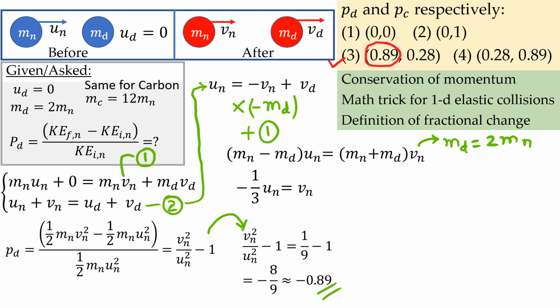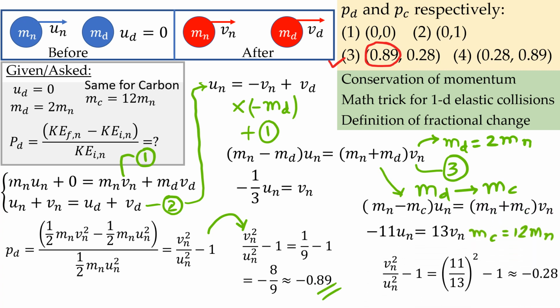We need not calculate for carbon as we could get unique answer. It will save some time that you can devote to next question. But since I need to explain, I will proceed. We follow the same steps, but in equation 3, we can substitute Md as mass of carbon and again do the same. But here Mc is 12 times mass of neutron and we get minus 0.28. This confirms our choice 3. You can pause the video because we will go to the next question.